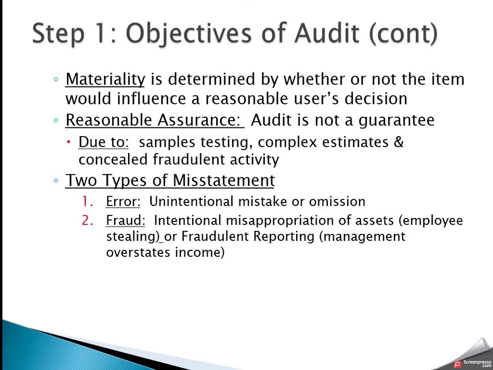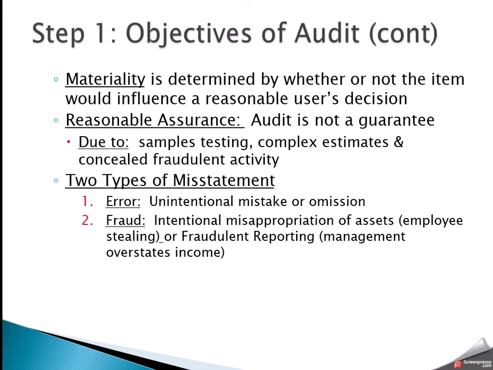Then we talk about again, error and fraud are our two types. Error is when it's just an unintentional mistake or an omission of an entry or a transaction or an account or something like that. So it wasn't on purpose. They're not trying to defraud anybody. But a fraudulent one would be an intentional misappropriation of assets or a fraudulent financial reporting. Misappropriation of assets is somebody stealing something. So maybe they're taking cash deposits, maybe they're stealing and selling inventory.